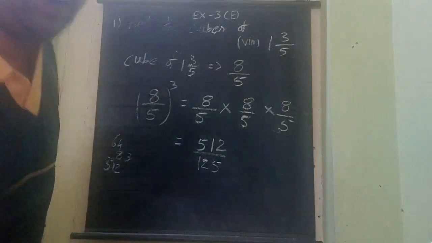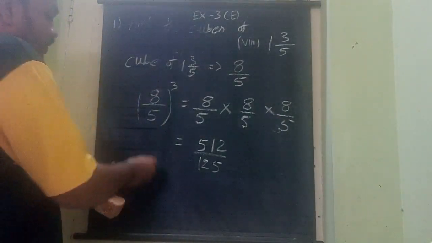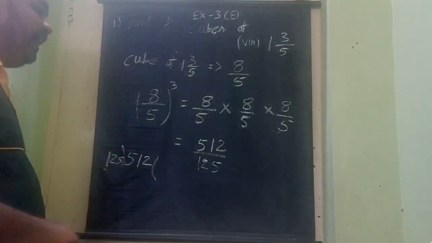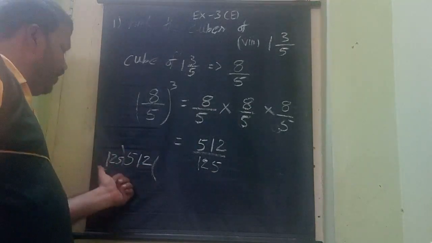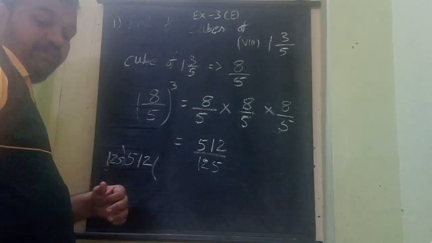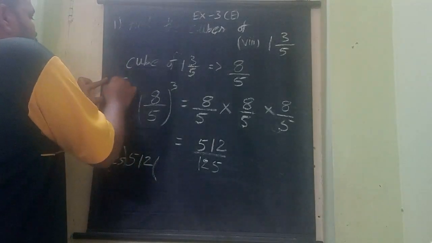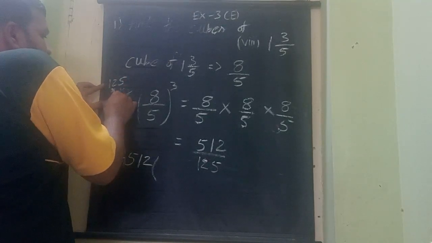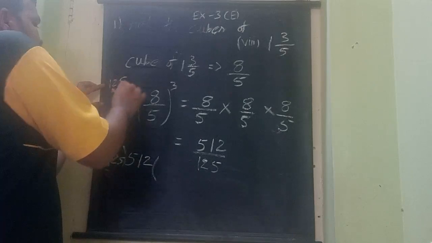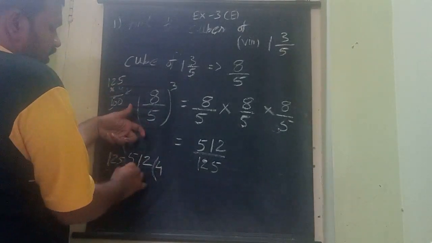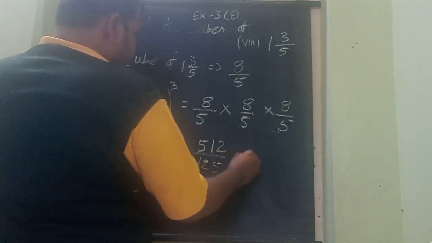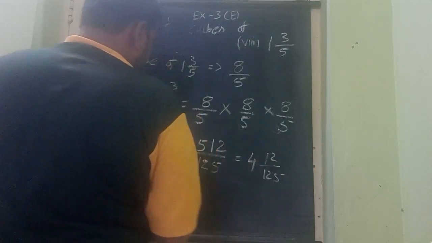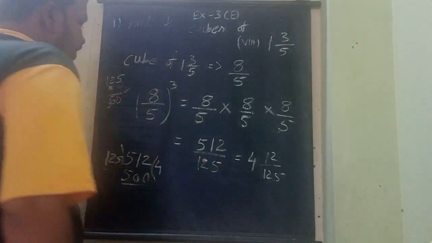Change into mixed fraction form. That is 512 divided by 125. 125 table: 125 twos are 250, 250 multiplied, 125 into 4: 5 4s are 20, 4 2s are 8, 9, 10, so 4 1s are 4 plus 1, 5. It is 500. So write 4 times 500. The answer is 4 12 by 125. So that is the answer here.